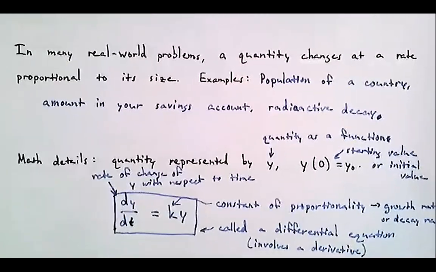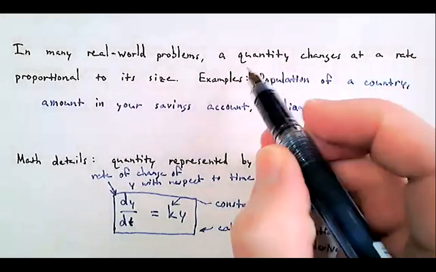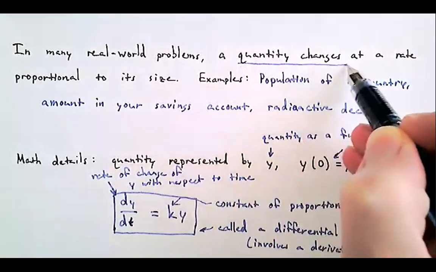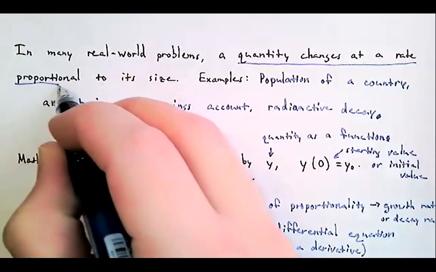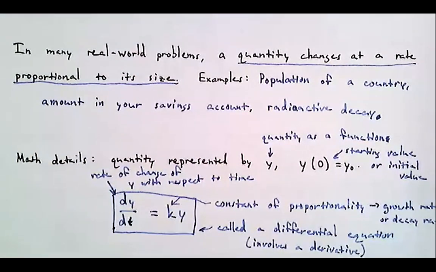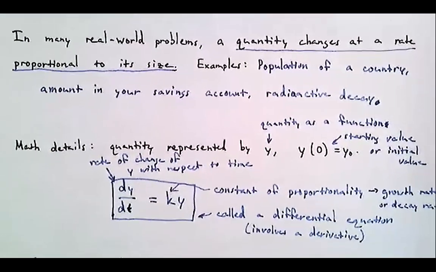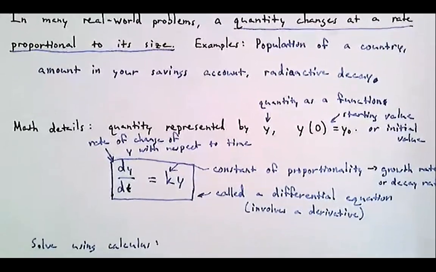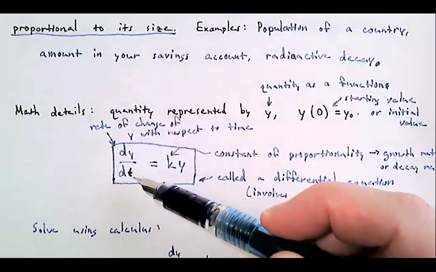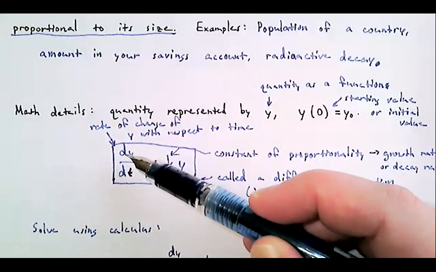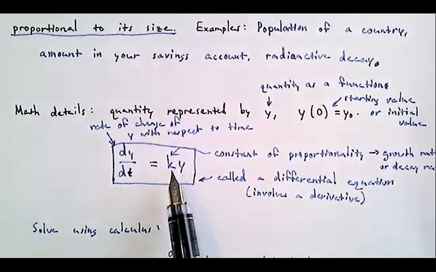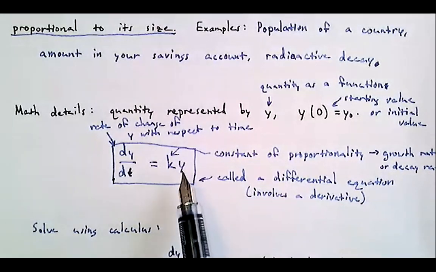This is the simple idea that leads to some complicated math. When a quantity changes at a rate proportional to its size, so things like populations and radioactive elements, then you actually have this mathematical equation that relates the rate of change of your quantity, so the derivative, with the original quantity, and it's proportional, which means it's a constant multiple.